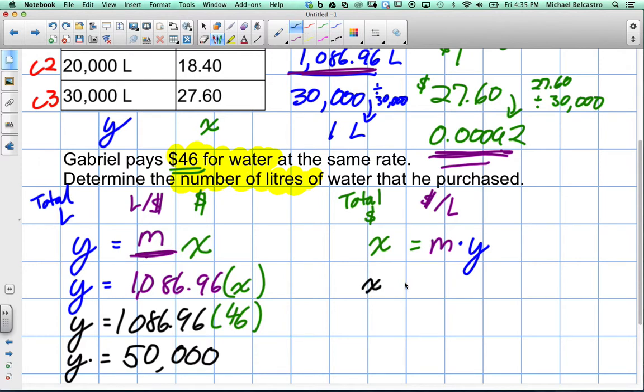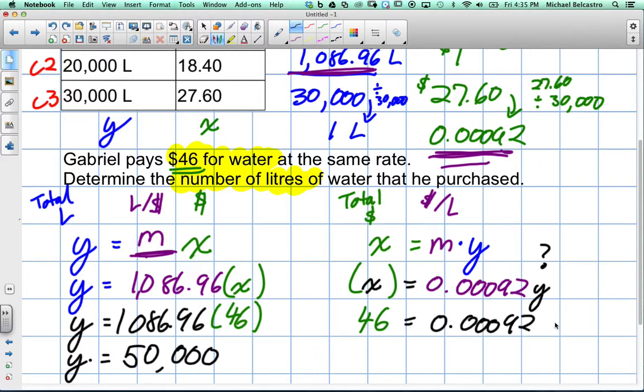So x is equal to our rate, 0.00092, times our y, which is our liters. Well, remember y is our unknown. We don't actually know it, but we do know our total money. Gabriel spent $46, so we're going to replace this x with 46. So 46 is equal to 0.00092y. The goal is to isolate for y right now. Y is our total liters, that's what we're trying to figure out.